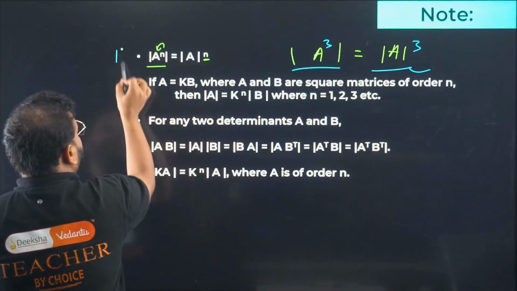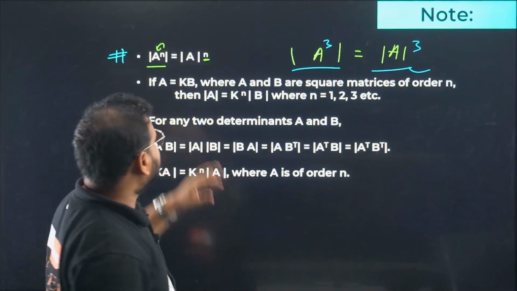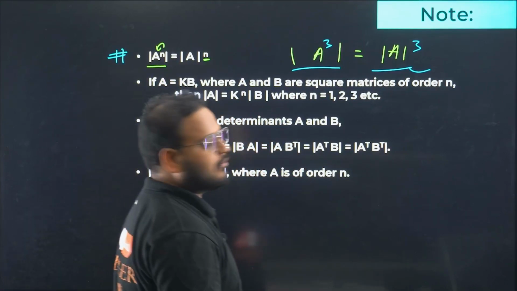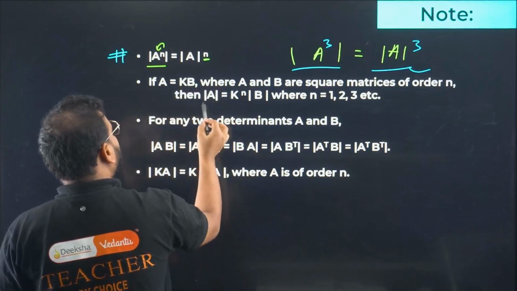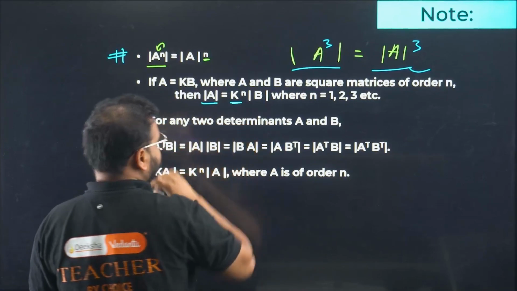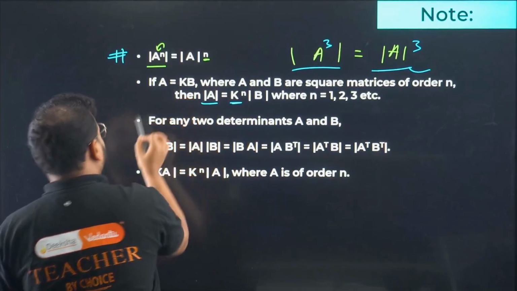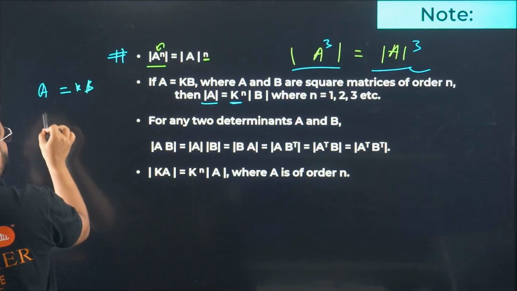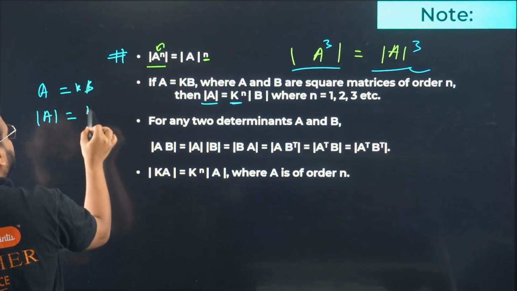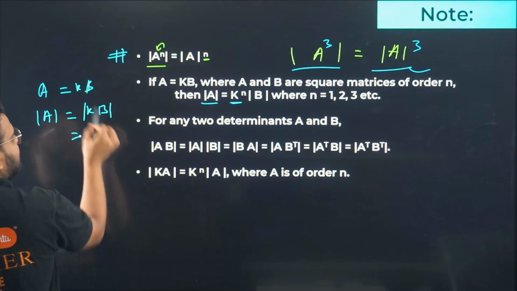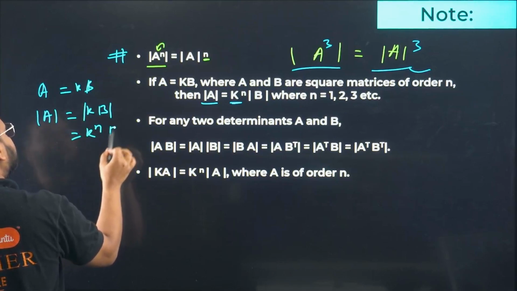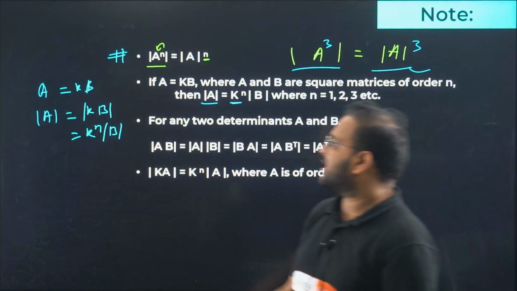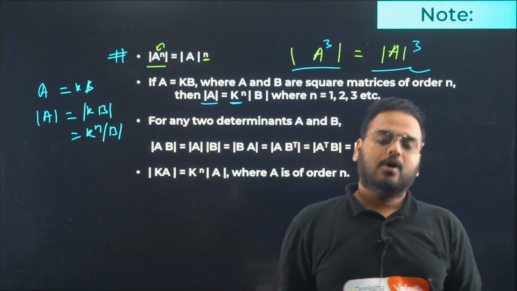Very, very important property. Next, if A equals KB, where A and B are square matrices of the same order, then the determinant of A will be given by K power n times the determinant of B. See here, they're saying that A equals KB. If you apply the determinant to both sides, this K will come outside as K power n. Why K power n? Because you're taking K common from each of the rows or columns.